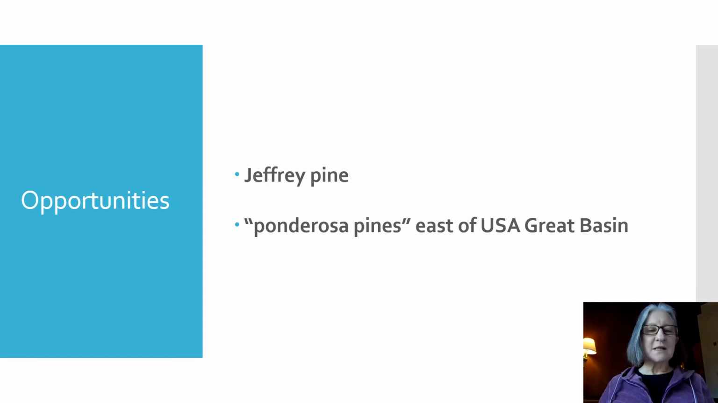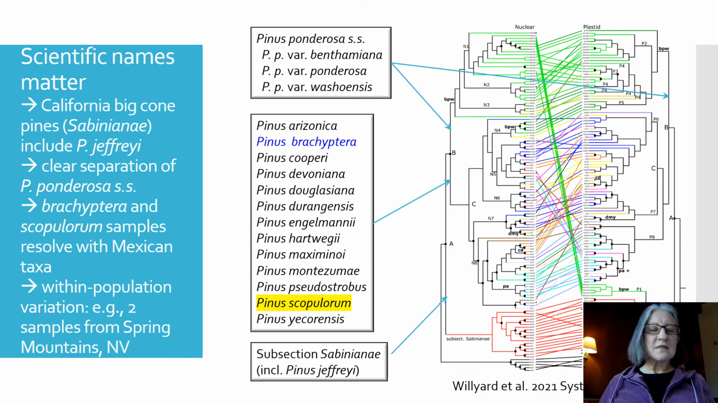So I'll be highlighting examples of how recent research from my lab and others can help frame new questions. One, especially involving Jeffrey pine, another, the trees lumped together as the ponderosa pines in the US. So these phylogenies of 130 individuals represent 21 taxa, and there's 700 nuclear genes on the left and nearly complete plastid sequences on the right. You won't obviously be able to see details, but the nuclear and plastid tend to be congruent.